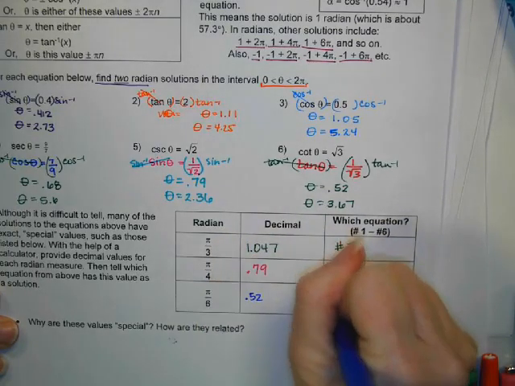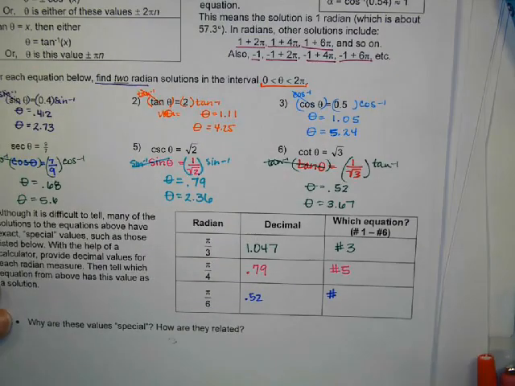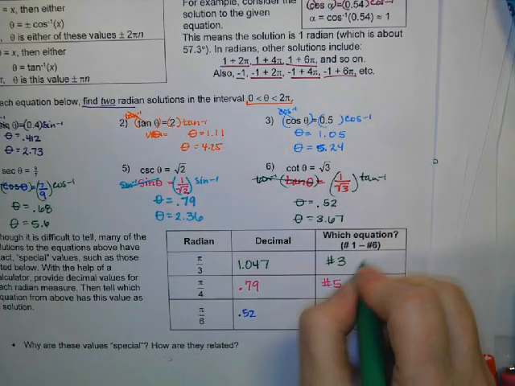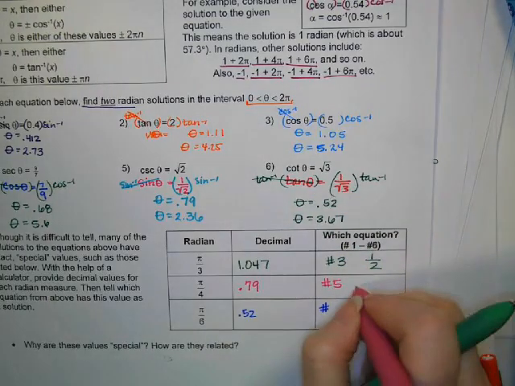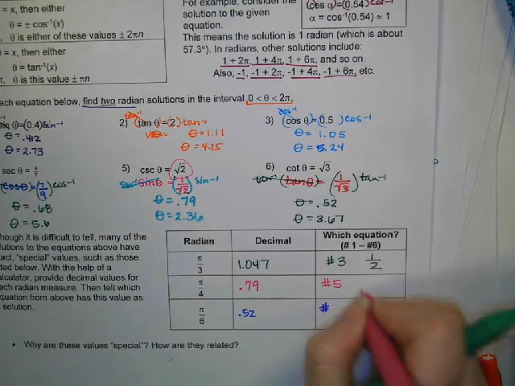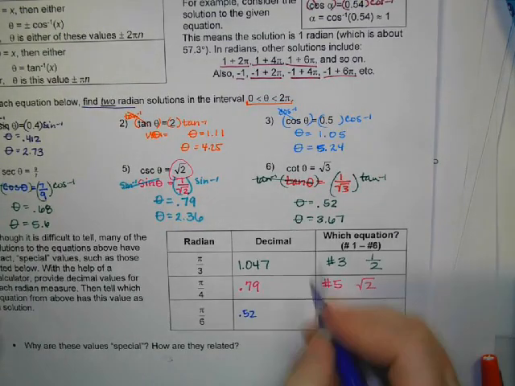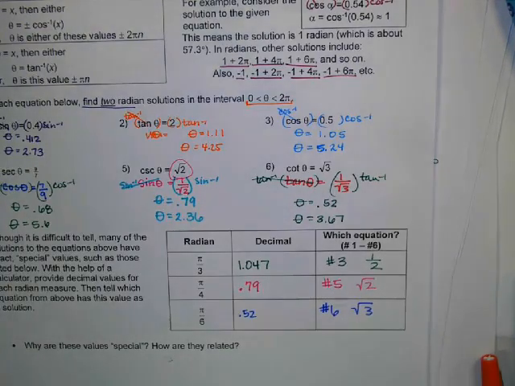All right, so if you look at what the original problem had in it, on number 3, the cosine theta is actually 0.5 or 1/2. On number 5, it was square root of 2. And on number 6, it was square root of 3. All right, so 1/2, square root of 2, square root of 3. Do those numbers sound familiar to anybody for any reason?